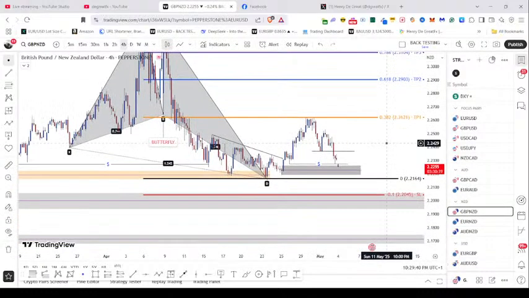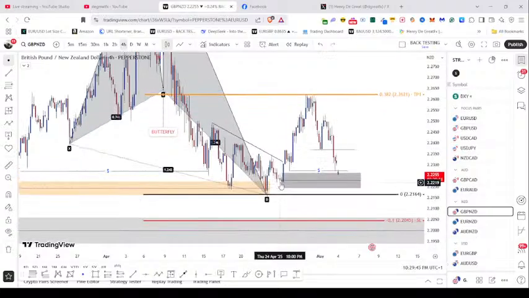Now for GBP NZD, price is actually pushing to this order block.